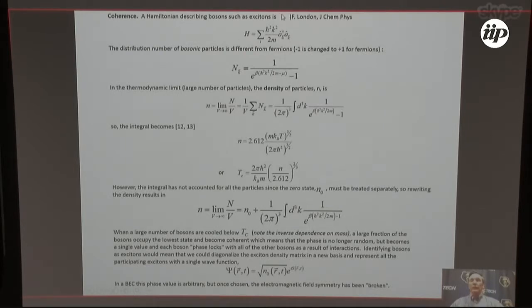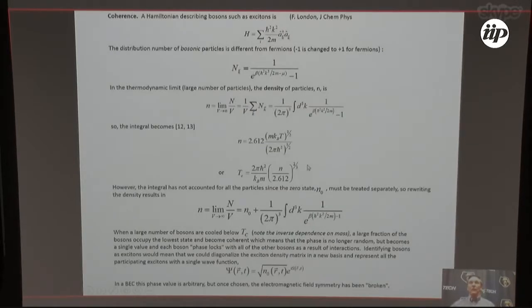This basically is something that Fritz London did back in 1938. Einstein had proposed Bose-Einstein theory, but he hadn't really put together all the pieces. And London, in this very nice article in the Journal of Chemical Physics, went through and derived what it took. And here we go.